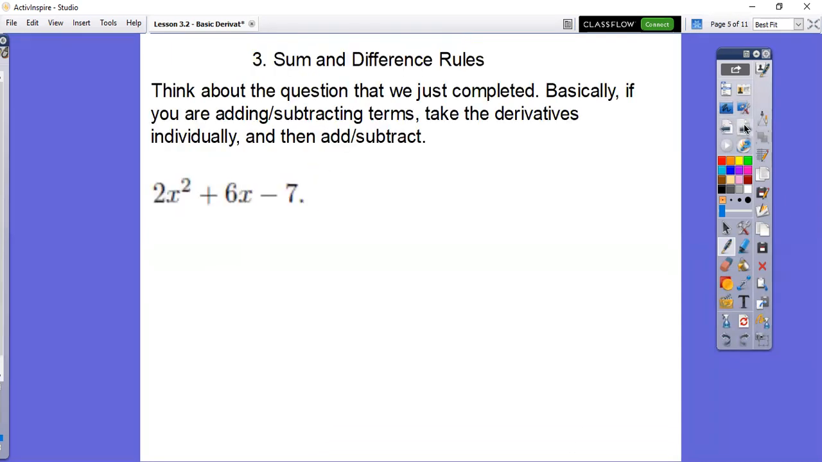All right, so our next rule, we actually just applied this a second ago. It's the sum and difference rules. A lot of people do this intuitively, and that's fine for when you're taking derivatives. You can take the derivative of each term individually and then add the derivatives up. So this derivative would just be 4x plus 6, because we just applied the power rule and then took the derivative of this term, 4x, derivative of this term, 6, the derivative of this term is 0.